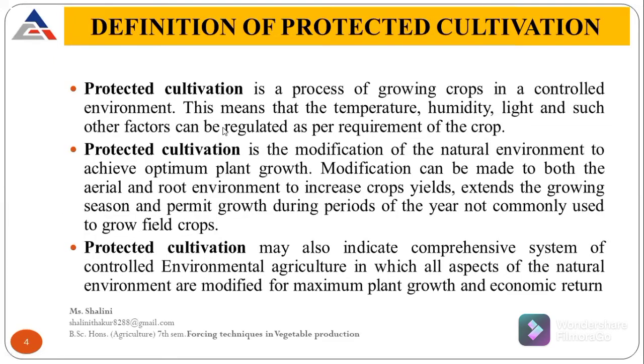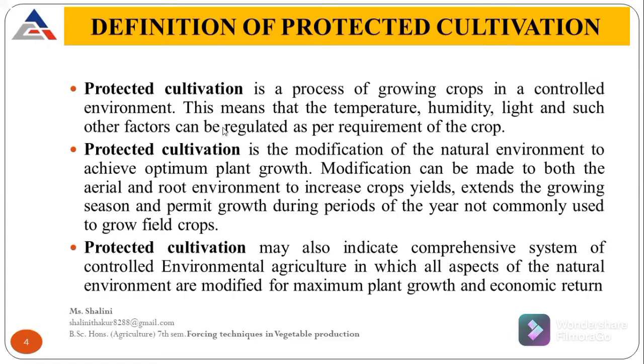Next is the definition of protected cultivation. It is a process of growing crops in a controlled environment, where we cultivate the land in the off season, not in the on season. The on season is the normal season in which that particular crop grows. But if we want it in our off season, we need protected cultivation, so we need this process.